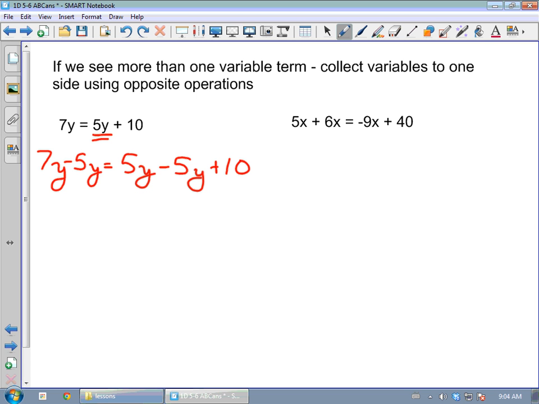On the right side, 5y minus 5y cancels out, and we're left with just the 10, just like what we wanted. Over on the left side, 7y minus 5y, because these are like terms, I can collect them together, and I'm going to subtract my coefficients. 7 minus 5 is 2. I'm still going to have a y, and I'm left with 2y equals 10. Now it's just like one of the ones that we were doing before. I see multiplication by 2, so I can divide by 2, and I get y equals 5.